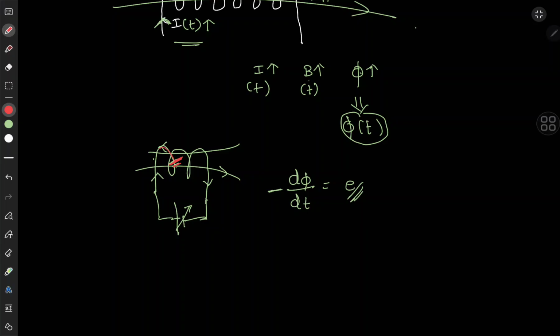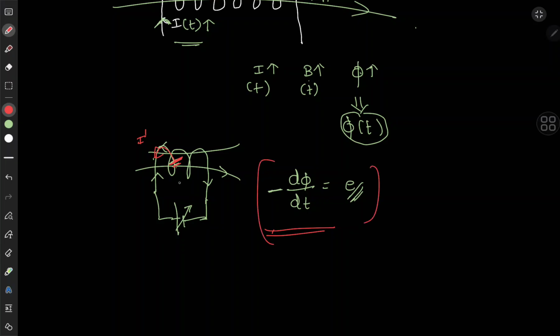Now current is flowing in the opposite direction. This is the induced current. This is not a normal current, this is the induced current. I dash is going to be the induced current. That is what they are saying.